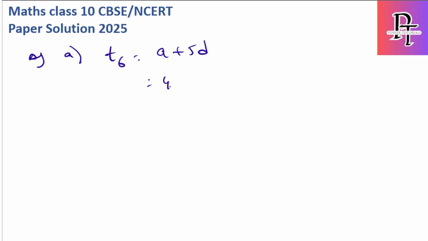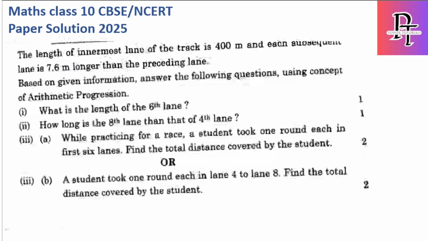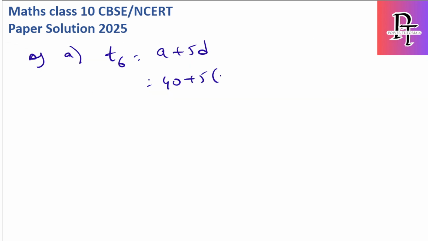A is how much? 400. 400 plus 5 into what is the D value? 7.6. So it is 400 plus, 5 6 are 30, 5 7 are 35, 38. So this answer is 438 meters. Okay, let's see the B part.